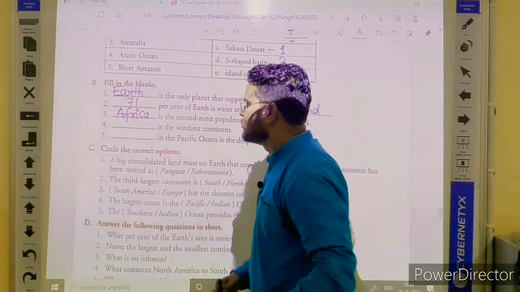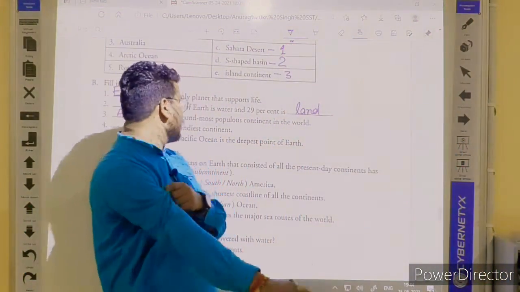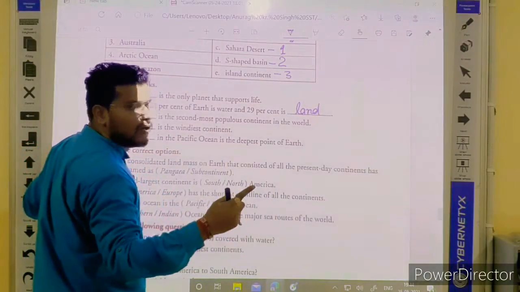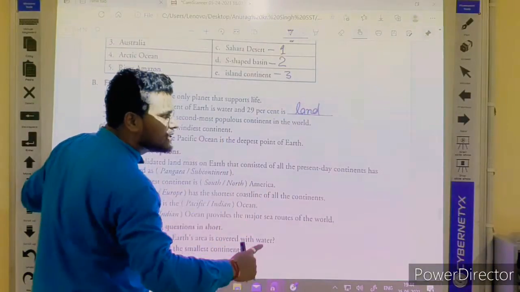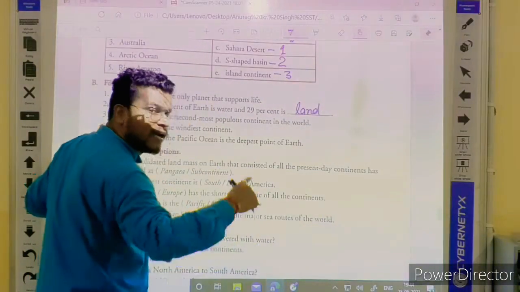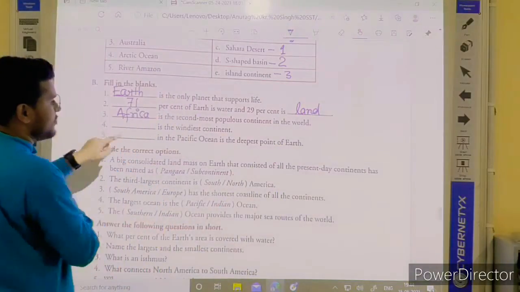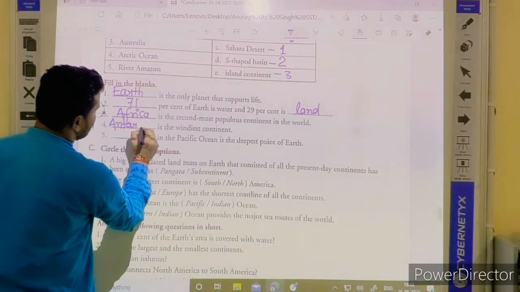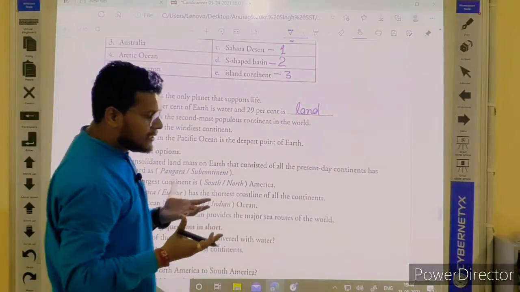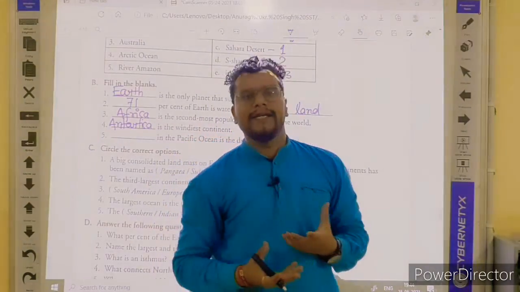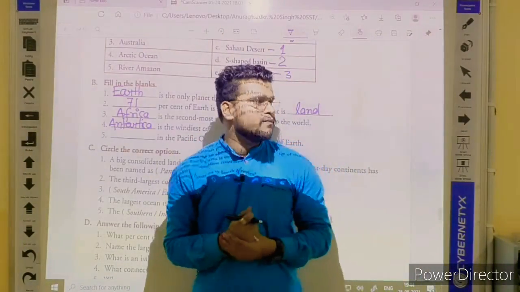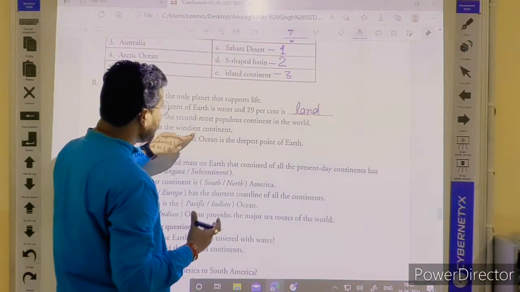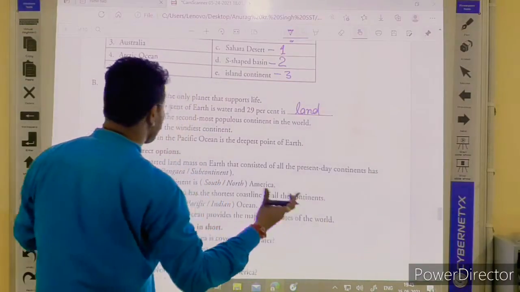Now let us come to question number 4 of fill in the blanks. Dash is the windiest continent. Antarctica. Antarctica is the coldest, windiest and driest continent. So here the answer is Antarctica. As we know, it is the only continent which is covered with ice and snow, so that's why it looks whitish, and it is the windiest continent and driest also.